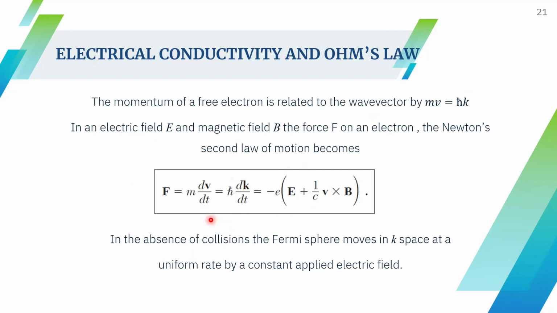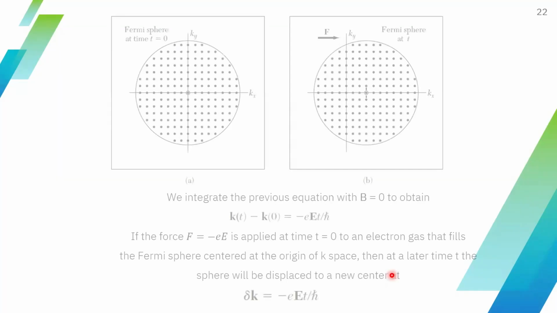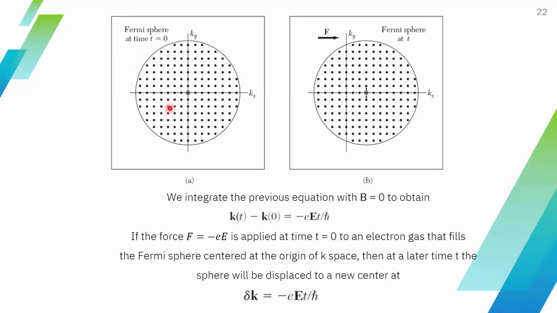This is the electrical conductivity, which comes from Newton's second law of motion. After that, I will get this equation. So in the absence of collision, the Fermi sphere moves in k space at a uniform rate under a constant applied electric field.